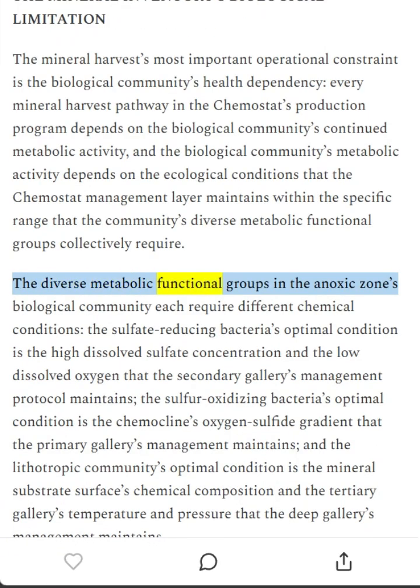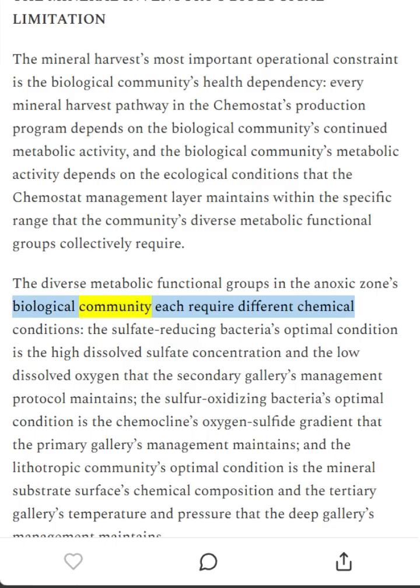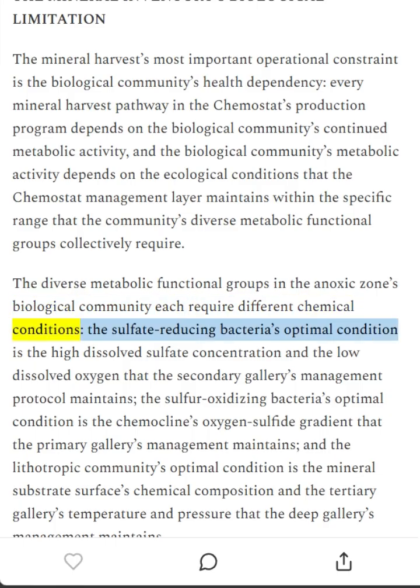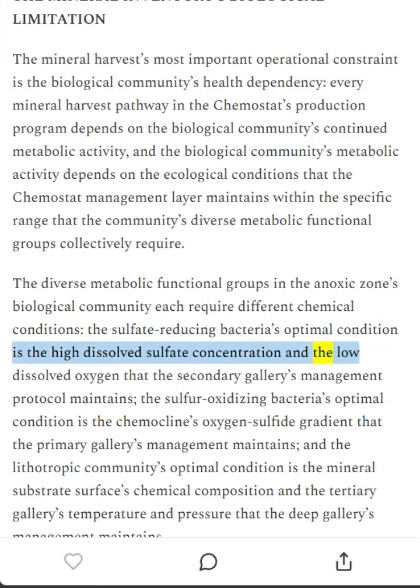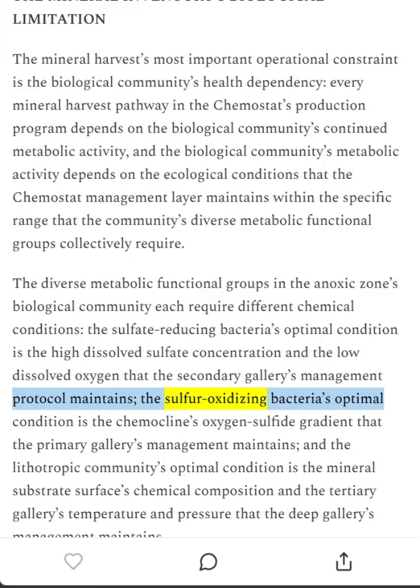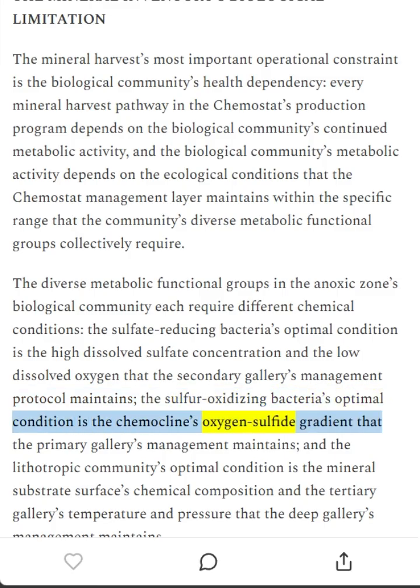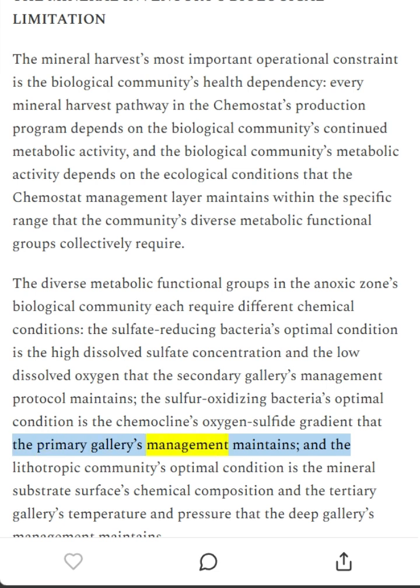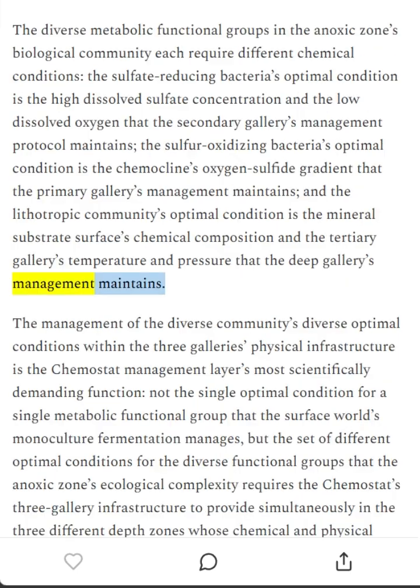The diverse metabolic functional groups in the anoxic zone's biological community each require different chemical conditions. The sulfate-reducing bacteria's optimal condition is the high-dissolved sulfate concentration and the low-dissolved oxygen that the secondary gallery's management protocol maintains. The sulfur-oxidizing bacteria's optimal condition is the chemocline's oxygen-sulfide gradient that the primary gallery's management maintains, and the lithotrophic community's optimal condition is the mineral substrate surface's chemical composition and the tertiary gallery's temperature and pressure that the deep gallery's management maintains.